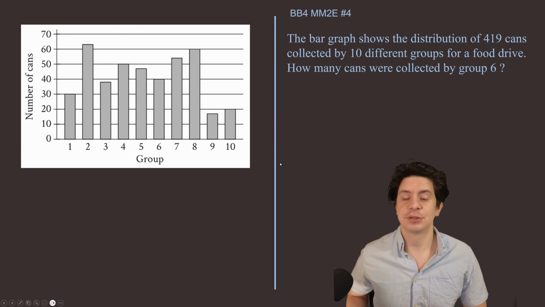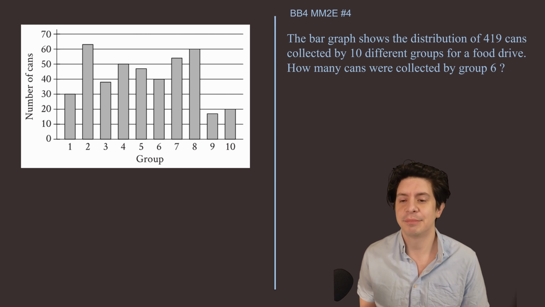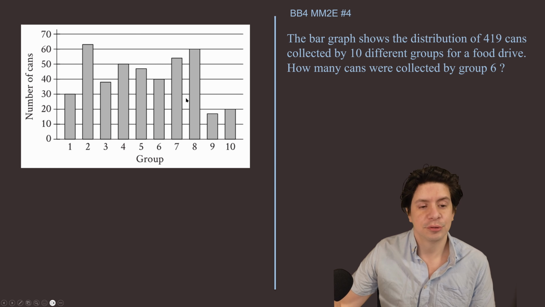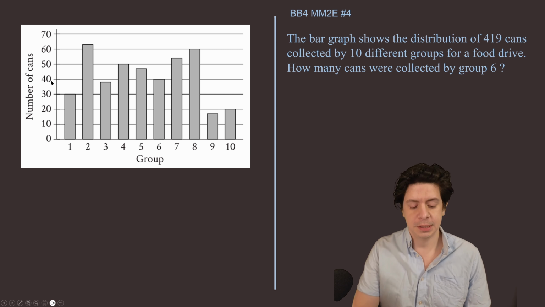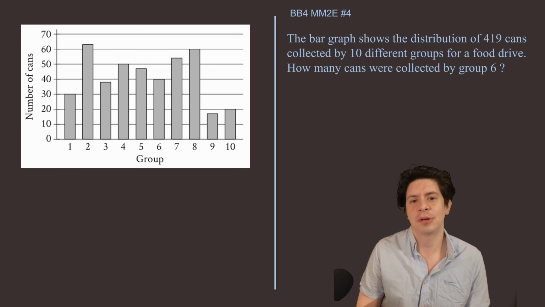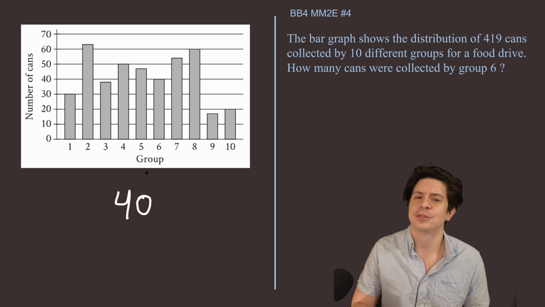And now we have this one here. The bar graph shows the distribution of 419 cans collected by 10 different groups for a food drive. How many cans were collected by group 6? So group 6 is right here, and we just read number of cans collected, 40, and that is it. About as easy a question as you ever see on the SAT. Just don't rush, don't get confused, don't psych yourself out.